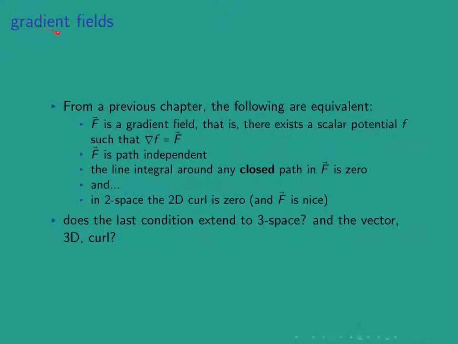Okay, so let's keep talking about gradient fields. Remember from a previous chapter, we know that the following things are all the same. If one of them is true, they're all true. So F is a gradient field if there exists a scalar potential function little f such that the gradient of little f is the vector field big F. The vector field F is path independent, so any line integral in this vector field is going to be the same provided I go from one point to another point. It doesn't matter how I get there. So if I go from that point to that point, it makes no difference whether I go that way or straight there or some other way. If the vector field's path independent, the line integral along all those paths is the same.